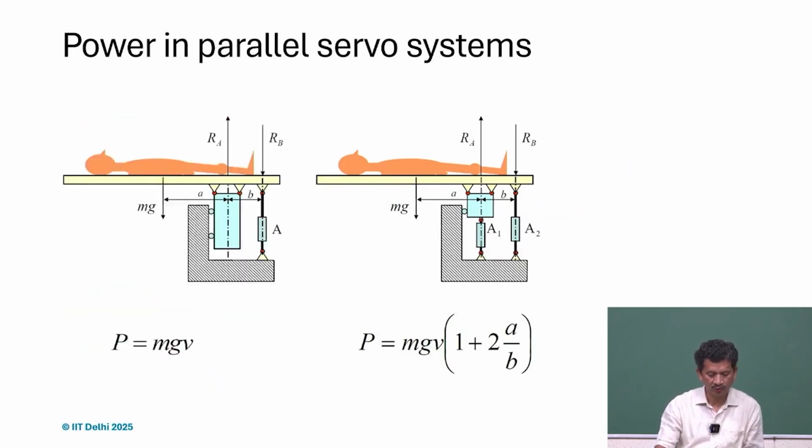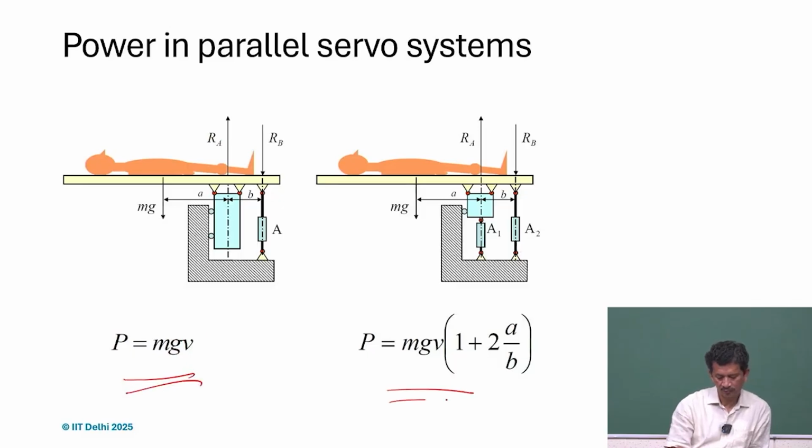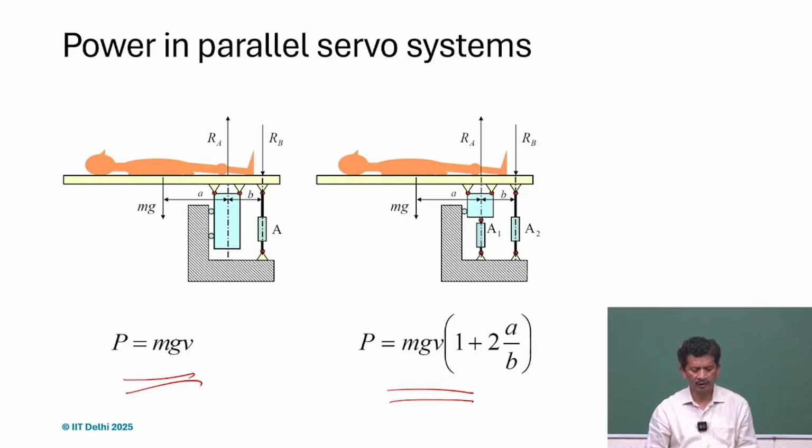So if we compare the power requirement of the two actuators in the two cases, the consumption. Although in the second case, if we don't do the calculation, we may fall for it and say that there are two actuators, so maybe a better solution. But after doing the calculation, we realize that that's not true.